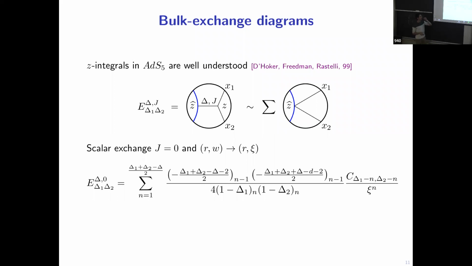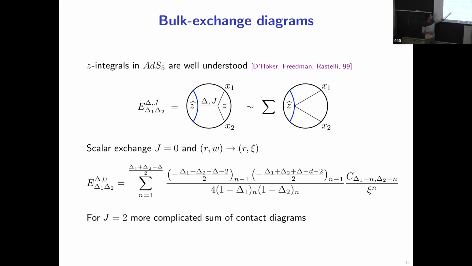This can be made very explicit, for example, for scalar exchange. Here I just write the formula for you to see that it's actually very concrete. If you have some external operators with dimension delta 1 and delta 2, and you want to exchange something that has dimension delta, you can reduce it to a finite sum, and each of the terms is just a contact diagram. So it's extremely explicit.